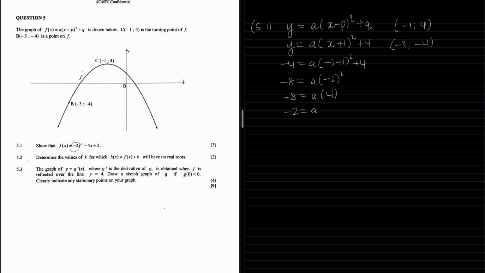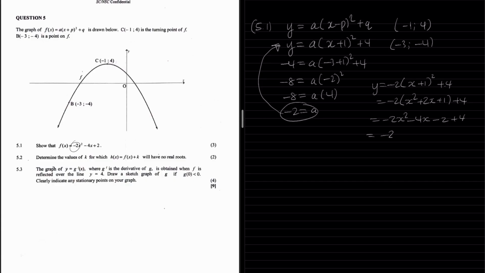Now, basically to figure out the rest of the formula, just substitute that a value back into our equation right here. So y is equal to minus 2 into (x plus 1) all squared plus 4. So minus 2 into (x squared plus 2x plus 1) plus 4. That's minus 2x squared minus 4x minus 2 plus 4. And that's minus 2x squared minus 4x plus 2. And there, we've done it.